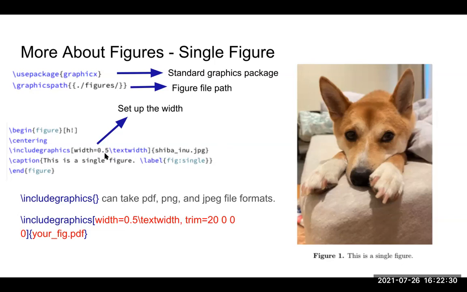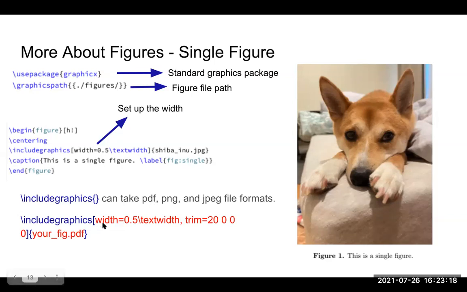However, you can control the width by setting options in the square brackets. You can set the width, the height, and even the orientation. Here I set the width as 0.5 of the full page text width. We can add a caption, and the label, typically we put it inside. If I want to reference back, you just use backslash ref with this label and cite it in the text. You can use several file formats, including PDF, PNG, and JPEG.